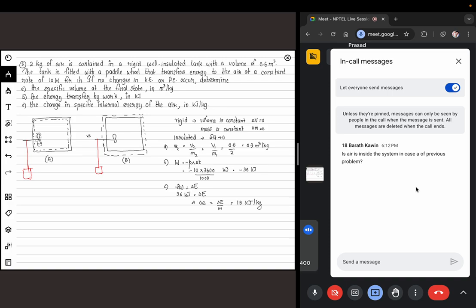In case B, I have considered the paddle also as part of my system, like a part of the paddle, so only the shaft will be external to the system boundary. Does that answer your question?